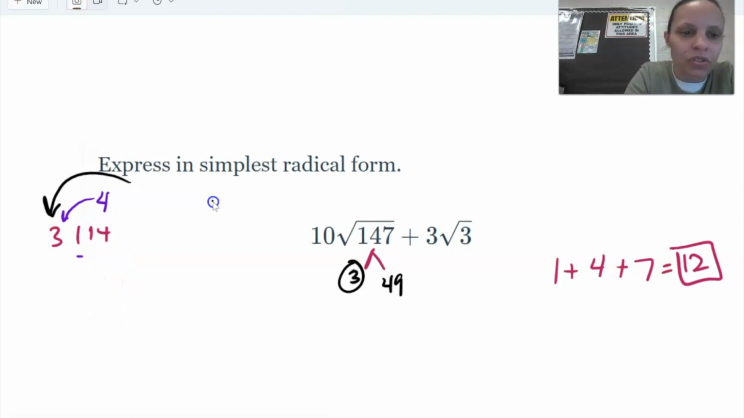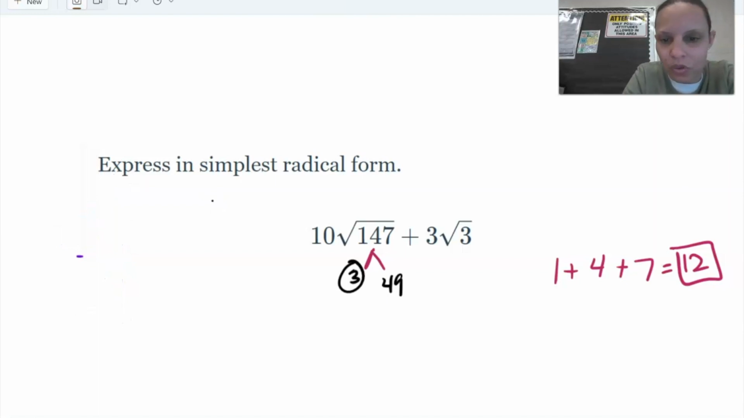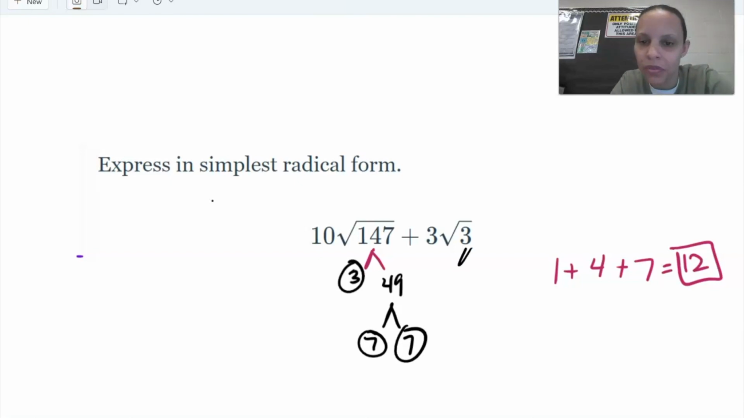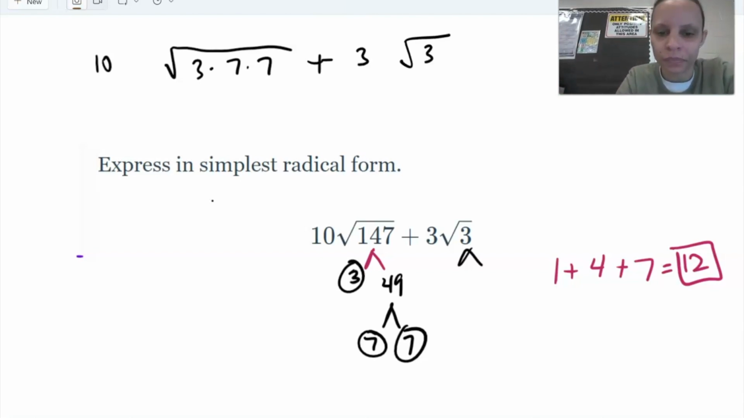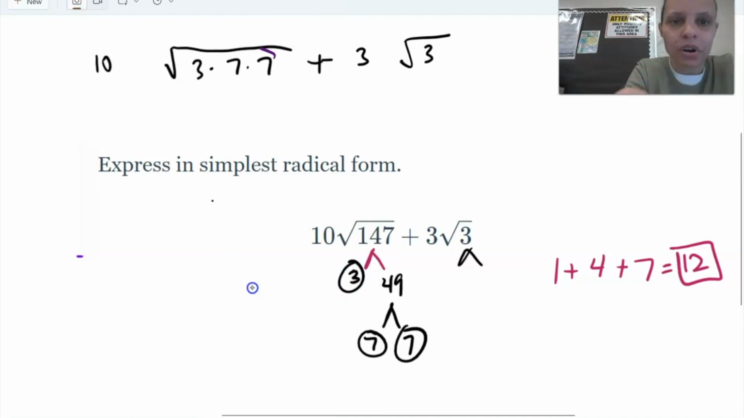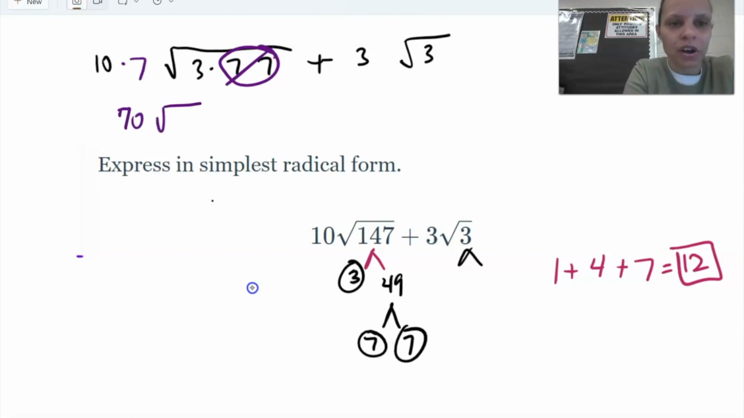You're going to repeat this process until you completely break it down. So now I need to know what goes into 49. I recognize that 49 is a perfect square, meaning it's 7 times 7, and 7s are both prime, so that's it on breaking it down. 3 I can't break down anymore. So I'm going to rewrite this with my broken down numbers, leaving a little space because I'm going to be taking books out. I have 3 times 7 times 7, plus 3. Do you see any books? Yes, I see a book of 7, so I'm going to take that outside. Everything is always multiplication. Any books here? No. So 1 times 7 is 7, and here I'm left with 3, and then here I just have radical 3.